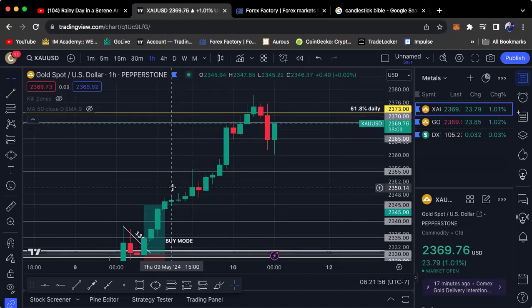So I took a total of what, 9 trades. Let's see this week. Let me double check. This week I took a total of 1, 2, 3, 4, 5, 6, 7, 8. A total of 8 trades, actually.